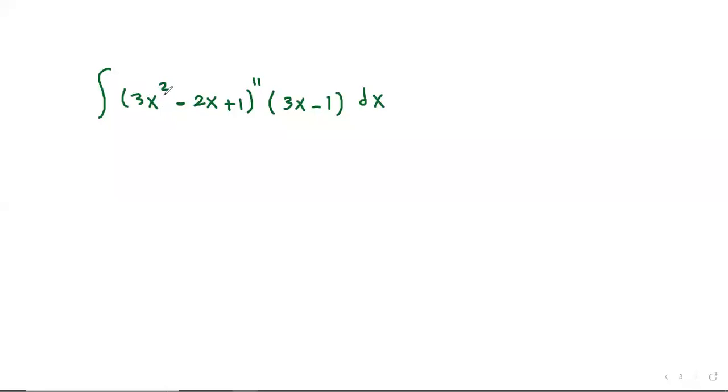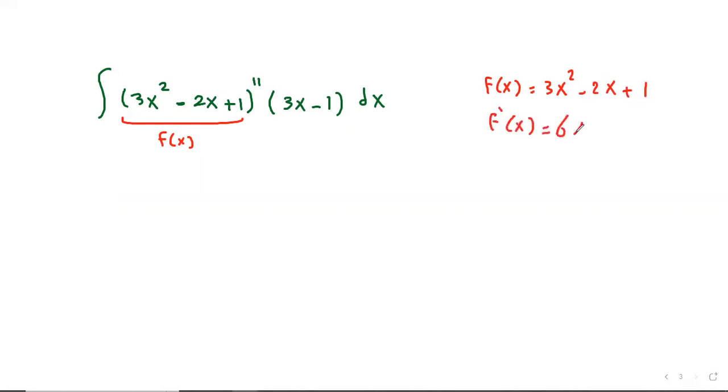The integration of 3x minus 1 times 3x squared minus 2x plus 1 to the power of 11. Here's the function f of x, if f of x is 3x squared minus 2x plus 1. So what is f prime x? f prime x will be 6x minus 2. So the derivative of this function must be 6x minus 2. But here we have 3x minus 1.